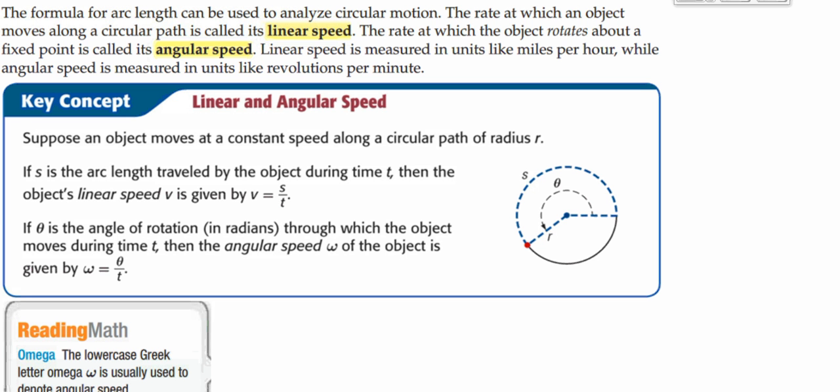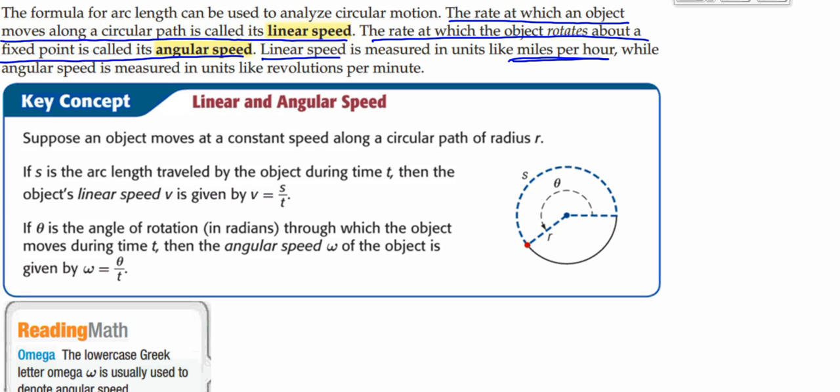So maybe reread that to yourself just so that you understand what it's talking about. The rate at which an object moves along a circular path is called the linear speed. And the rate at which an object rotates about a fixed point is called the angular speed. One has to do with rotation, and one has to do with, well, it's a rate, but with distance. Linear speed is measured in units like miles per hour, whereas angular speed is revolutions per minute.